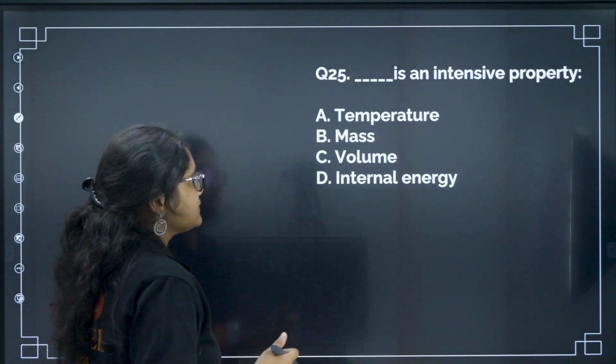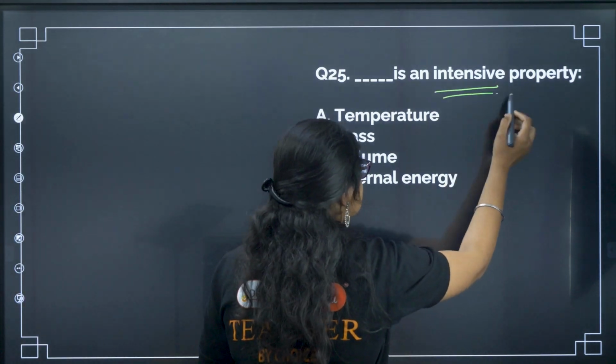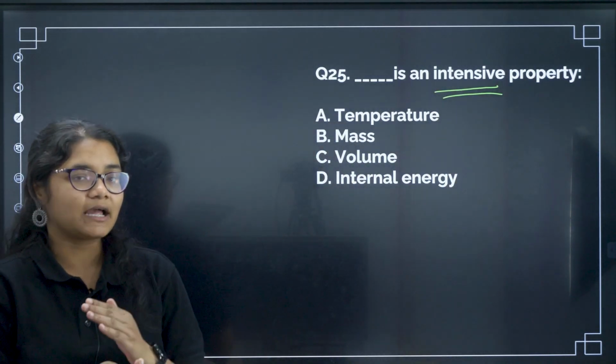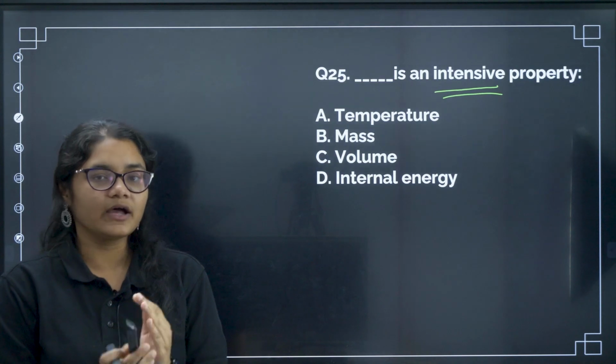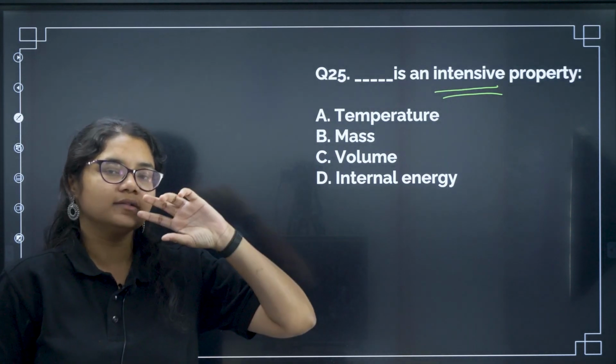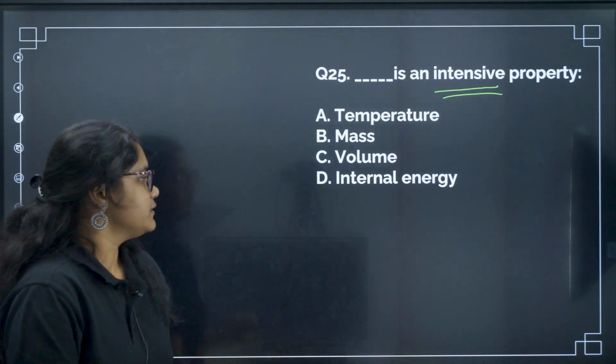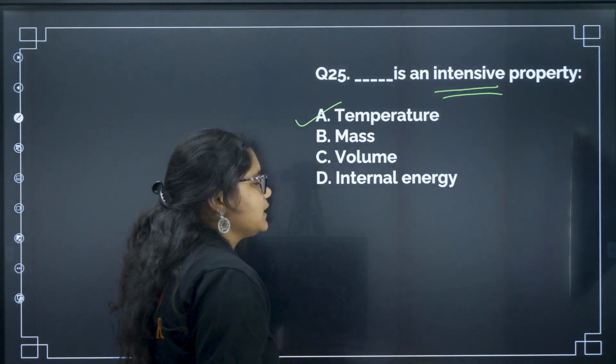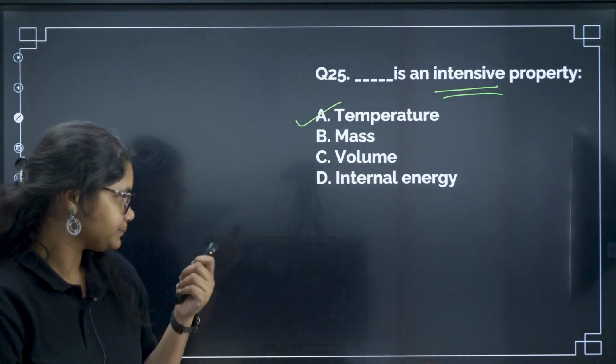Okay, next. Which is an intensive property? This definition is very important. An intensive property is that property which does not depend on the amount of substance, right? Whether you take 1 cup or 2 cups, the value will be the same. So we know temperature is an intensive property. Correct answer is option number A.